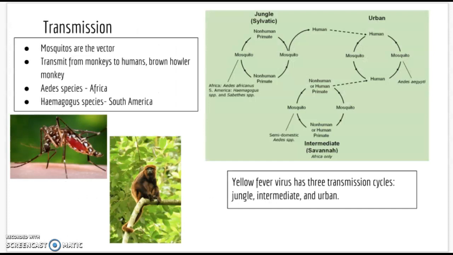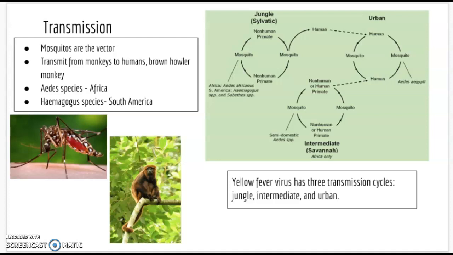Transmission of yellow fever involves mosquitoes. Mosquitoes are the vector for yellow fever, and different species of mosquitoes depend on which part of the world you are in. Yellow fever virus has 3 transmission cycles: jungle, intermediate, and urban.